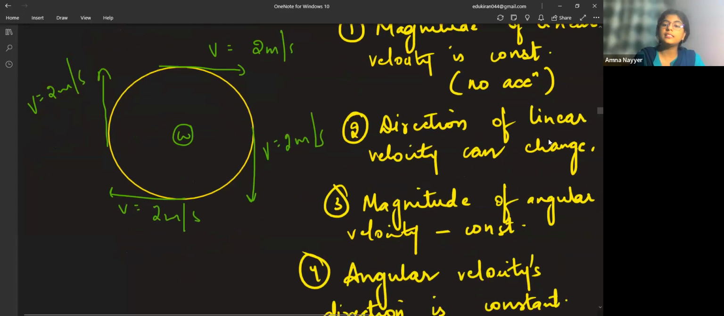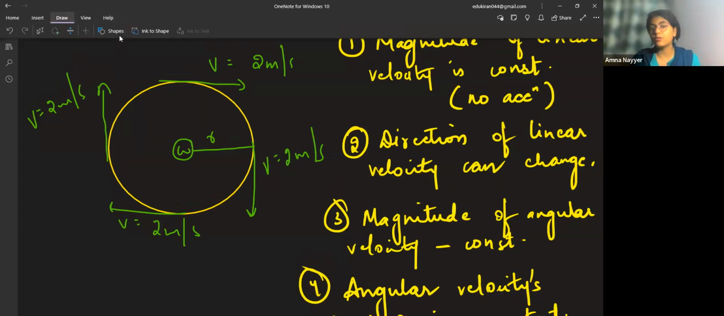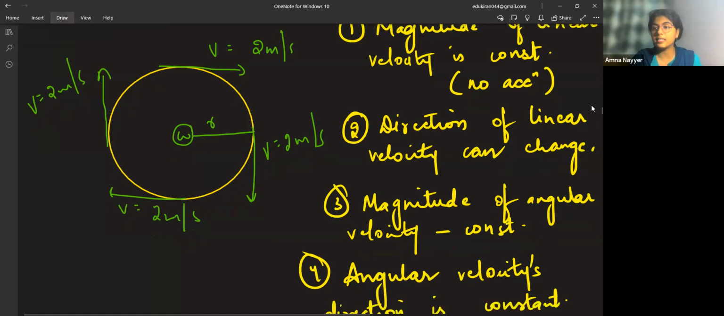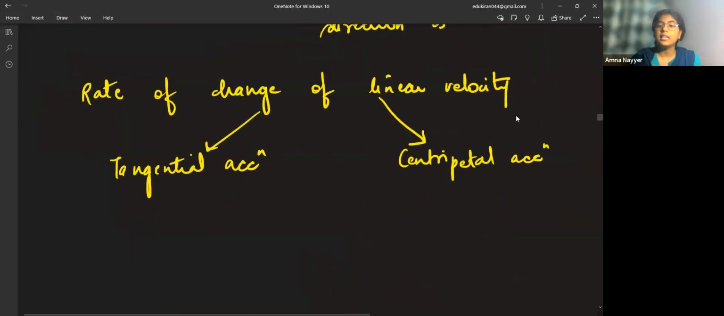Fine. Then come to angular velocity. Angular velocity's magnitude is constant and its direction is also constant. This is located from the center, whichever is the position vector. Because its direction is along the axis, it remains the same. That's why we have no differences. But we have different types of accelerations.